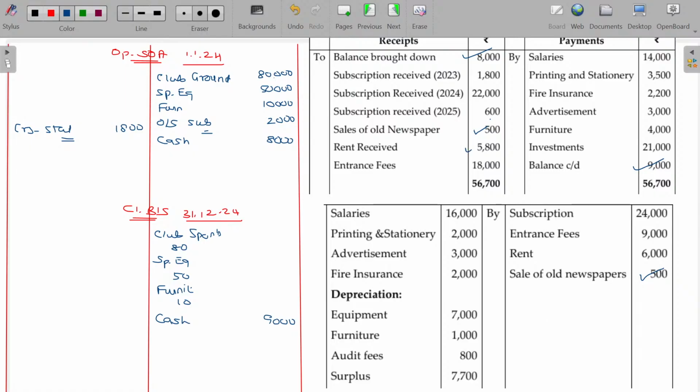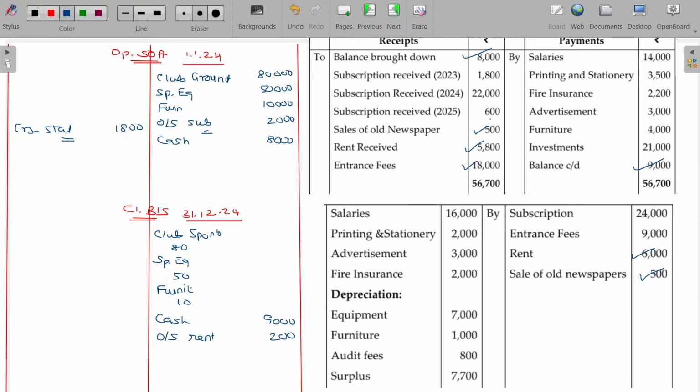Rent received 5,800. Rental income 6,000. What does it mean? 200 being outstanding. So outstanding rent will be your asset. Outstanding rent. Is that okay? You have to guess this way.